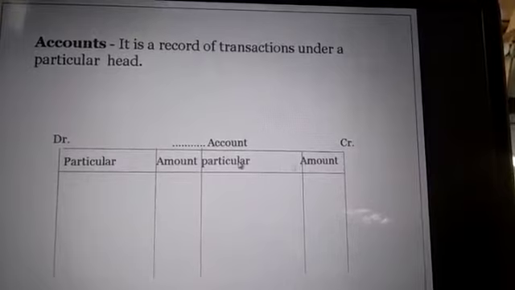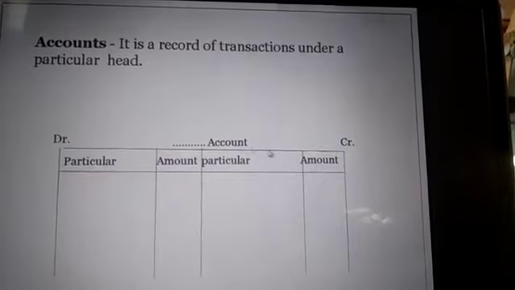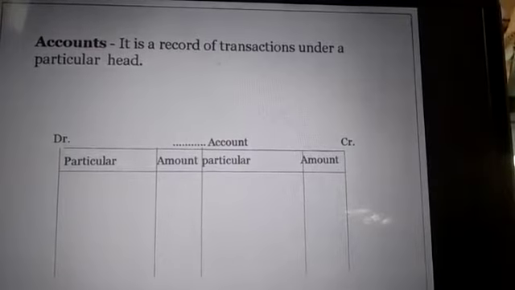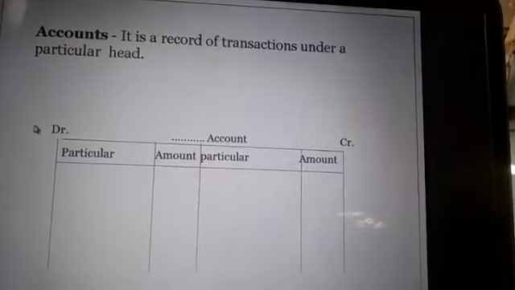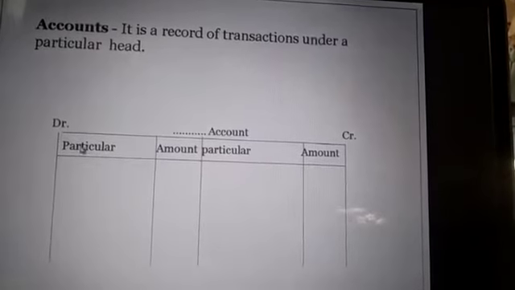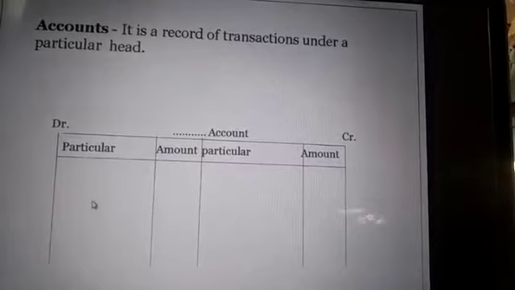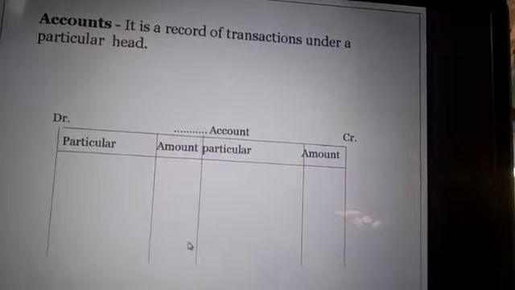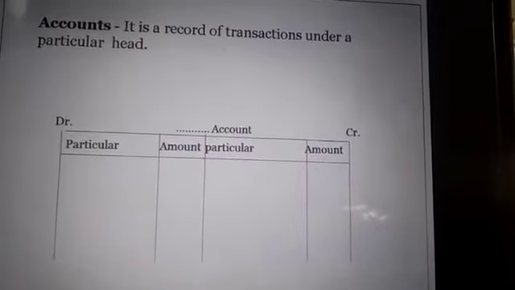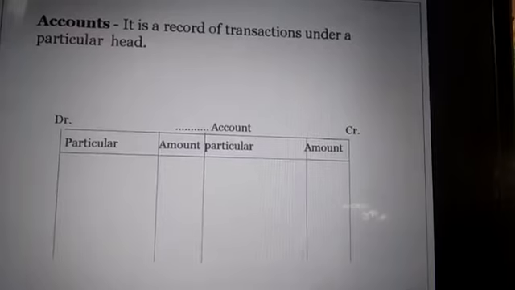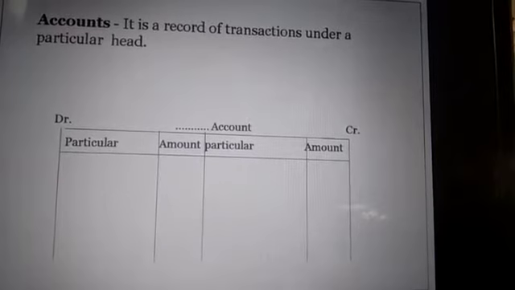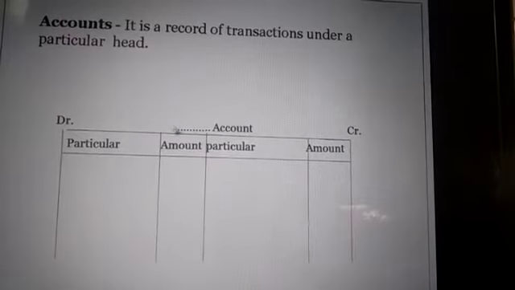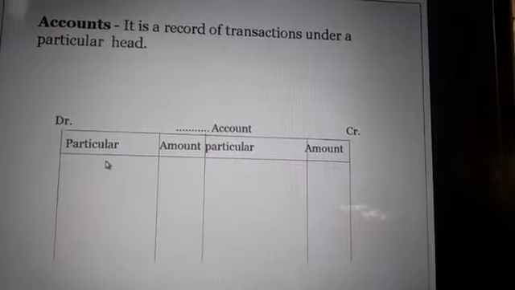Particular amount. So that is the proforma of an account. In it, the transactions are recorded on both sides, here downward on the debit side or here on the credit side, and the amount is also written here. So this is a proforma of an account. And what is an account? It is a record of transactions under particular heads. So how many accounts do we have to make? As many as can be made. This is the proforma. Okay.